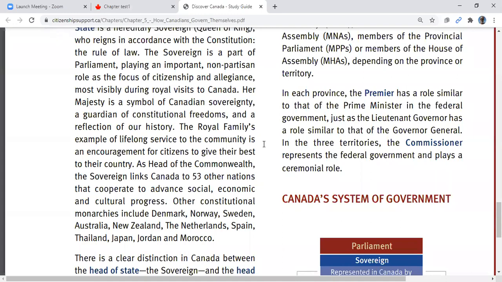She is the leader. And then it says other countries that have constitutional monarchies. So there's many countries in the world that have constitutional monarchies. And so Denmark, Norway, Sweden, Australia, New Zealand, the Netherlands, Spain, Thailand, Japan, Jordan, and Morocco. Yeah. So it's a very common way to have a government, the constitutional monarchy.